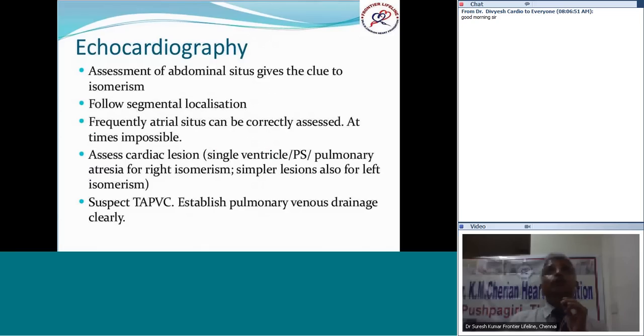Even though we say that the atrial situs is ambiguous, often it is possible to assess the atrial situs correctly. So when possible, you should ascertain that, conceding that at times it is impossible. And assess the cardiac lesion as you would do in any case. And in a right isomerism, always suspect TAPVC and go after it. You have to establish pulmonary venous drainage beyond any doubt, and then only accept it.